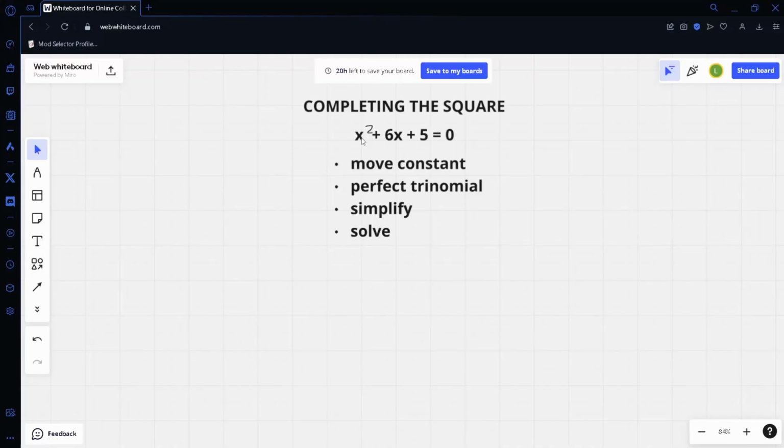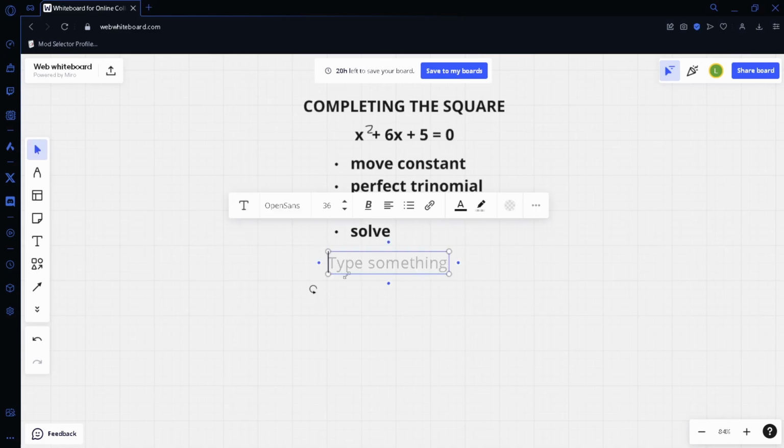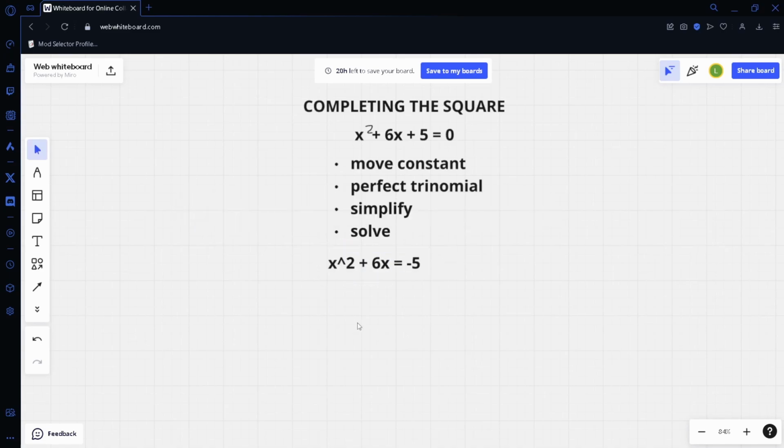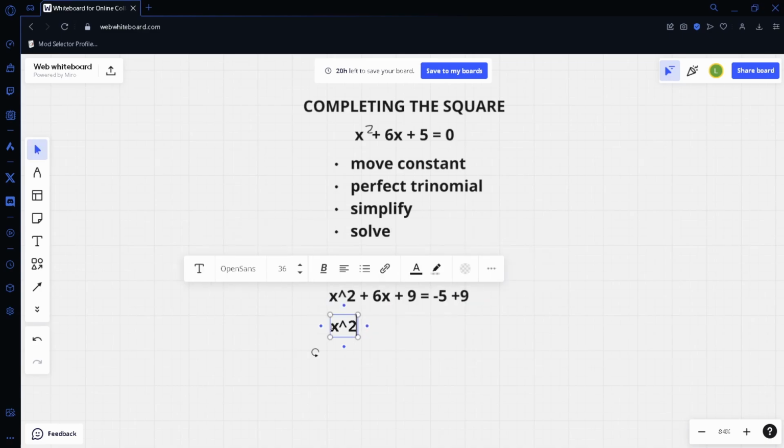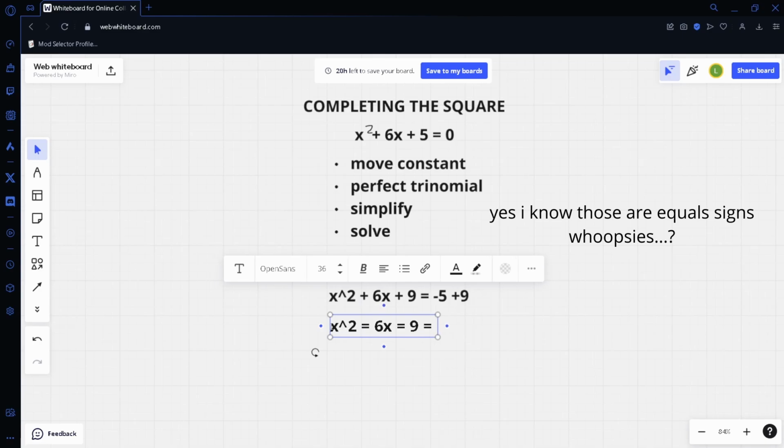Next, completing the square. X squared plus 6x plus 5 equals 0. First, move the constant to the other side. X squared plus 6x equals negative 5. Then, create a perfect square trinomial. Take half the b term and square it. X squared plus 6x plus 9 equals negative 5 plus 9. Important to put it on both sides. Then, simplify the right. X squared plus 6x plus 9 equals 4.